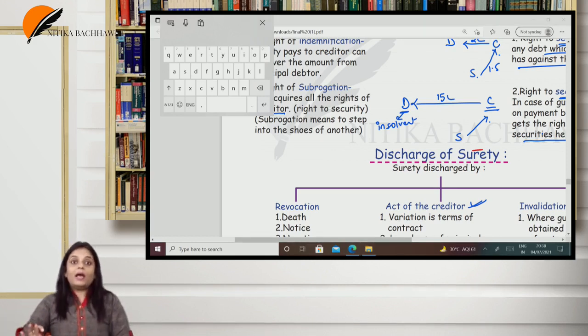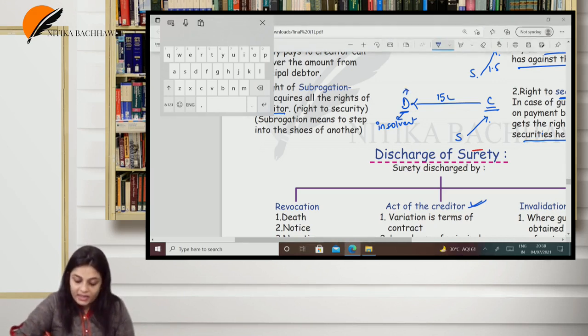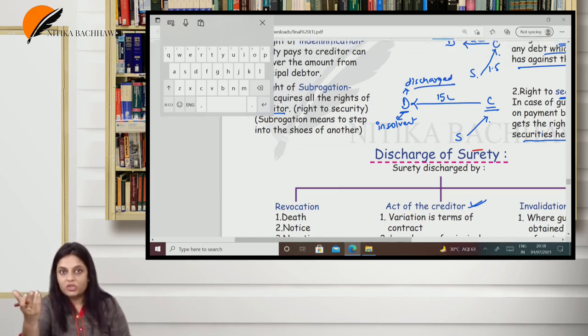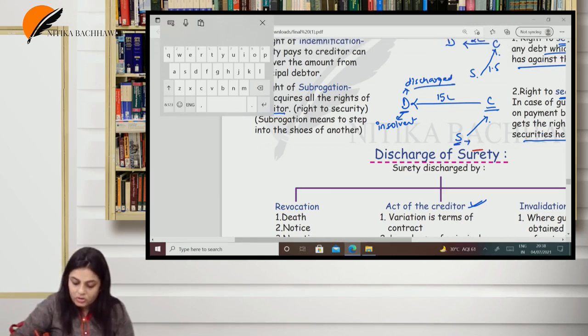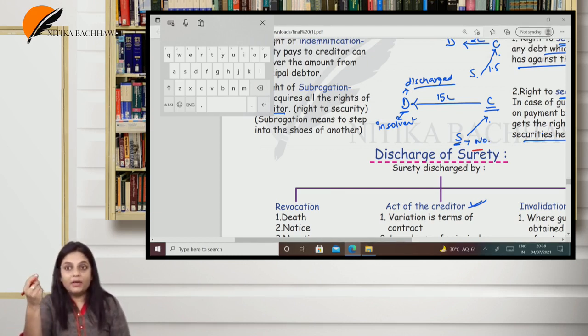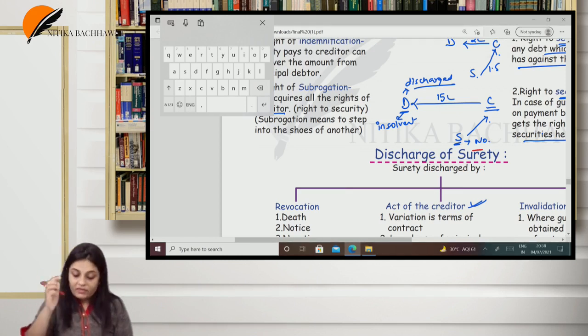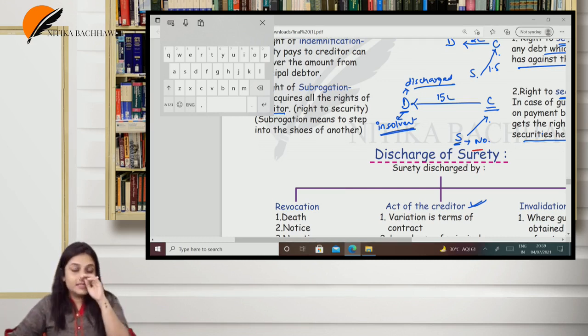So when D becomes insolvent, can we say D is discharged? Because when a party becomes insolvent, by operation of law, discharge, yes. Is S also discharged? No. So where the principal debtor is released from liability, the surety is also released. But if the release takes place by operation of law, then the surety is not discharged.